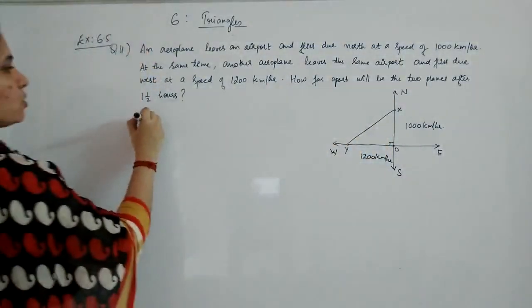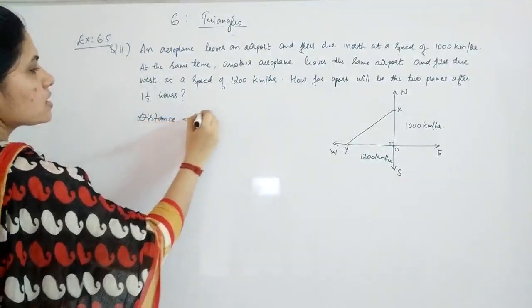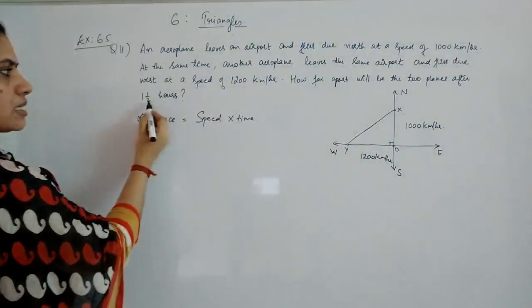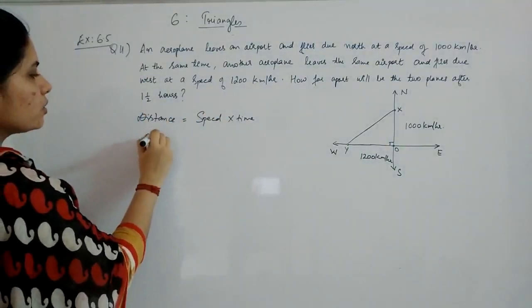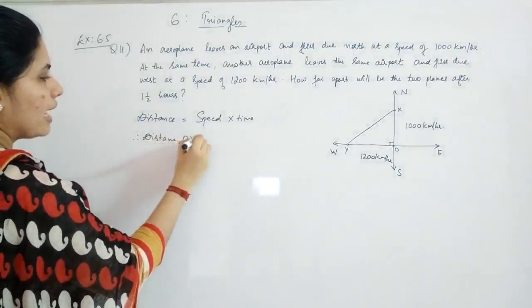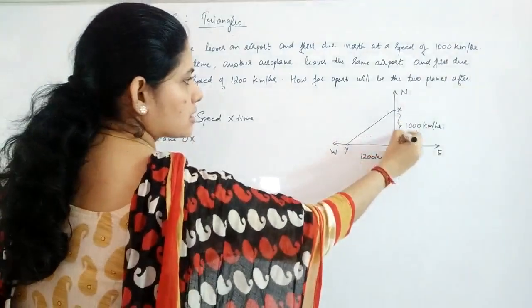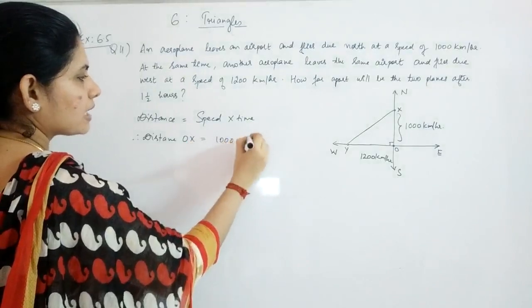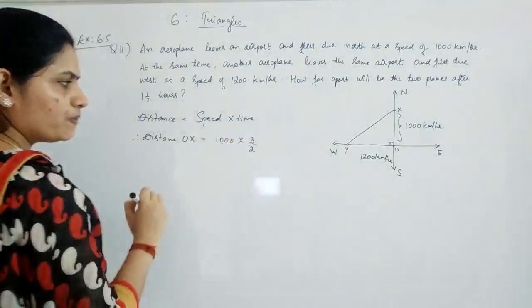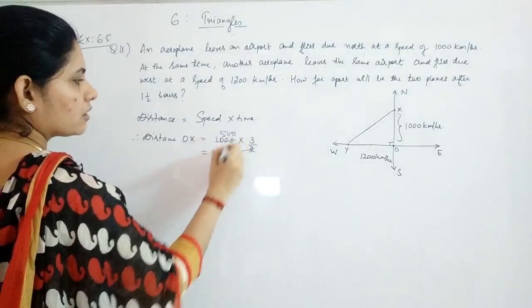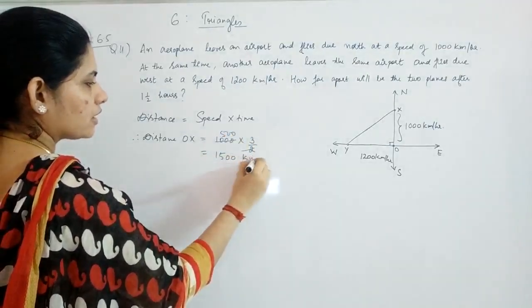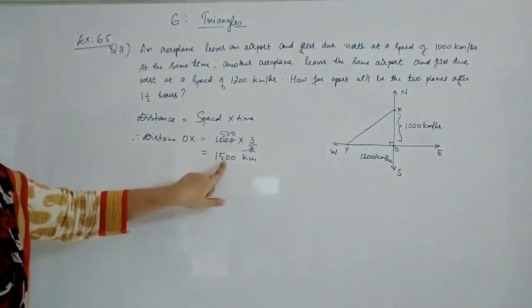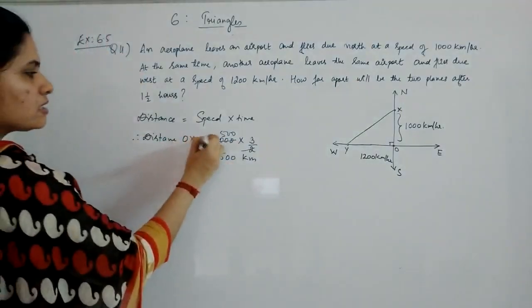You know, distance is equal to speed into time, right? So speed is given and time is taken as 1.5 hours, therefore the distance OX will be speed, 1000 km per hour, and time, 1.5 hours. 1.5 hours means 3/2. So you are getting it to be 1500 kilometers. So after 1.5 hours, the plane has traveled 1500 kilometers.